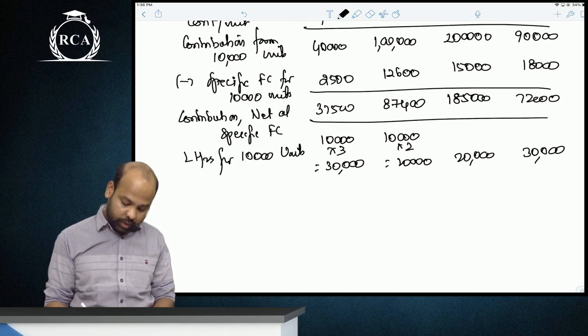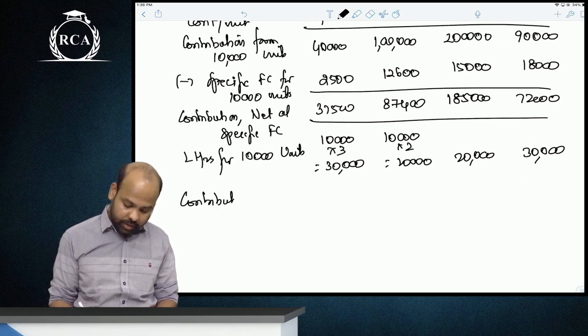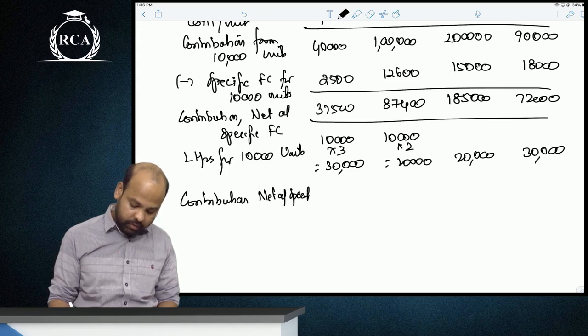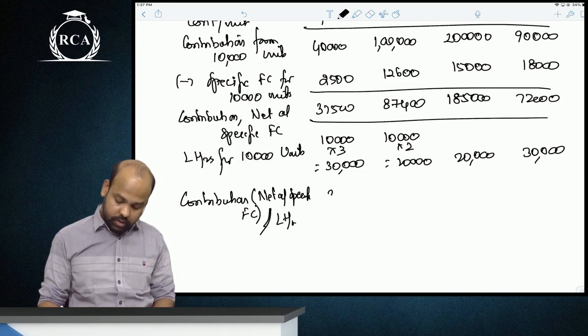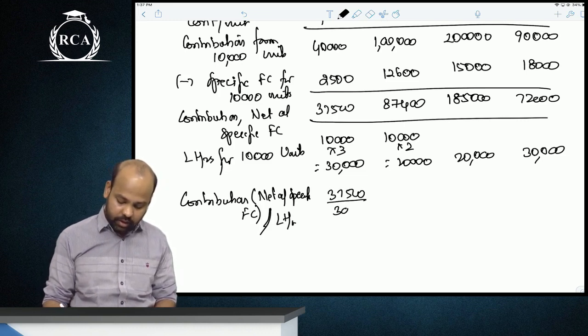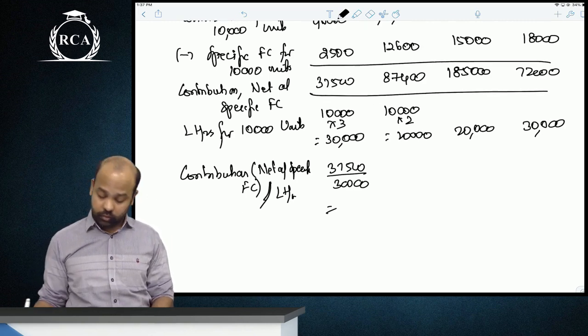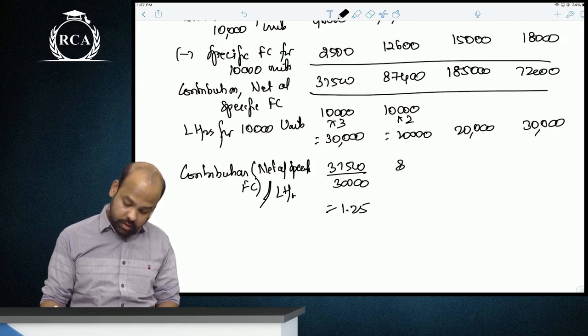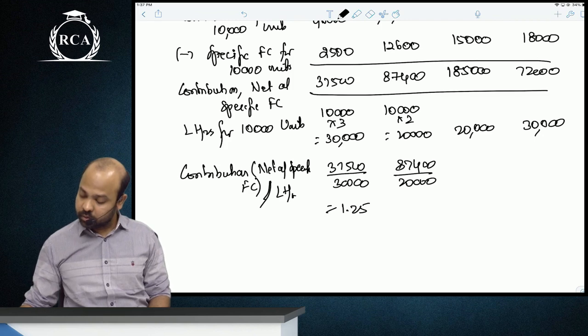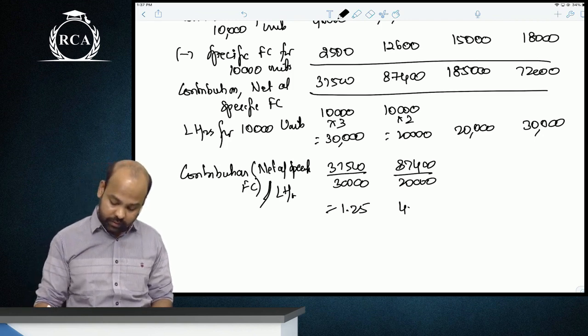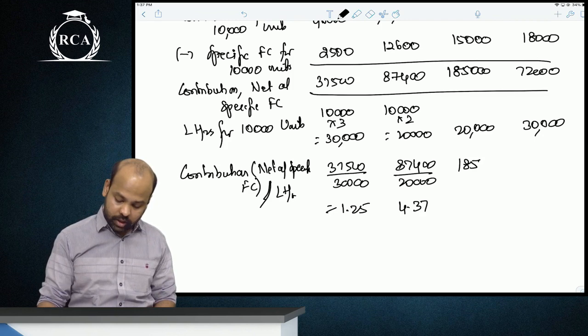So if you take contribution net of specific fixed cost per labor hour: 37,500 divided by 30,000 is 1.25. 87,400 divided by 20,000 is 4.37. 1,85,000 divided by 20,000.